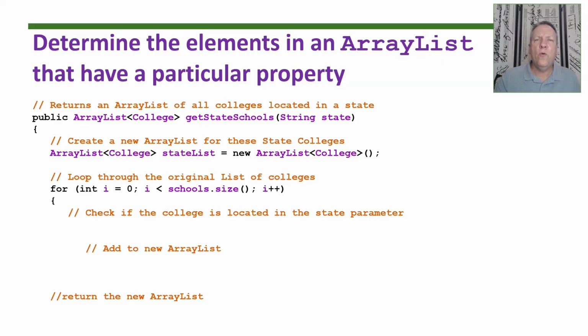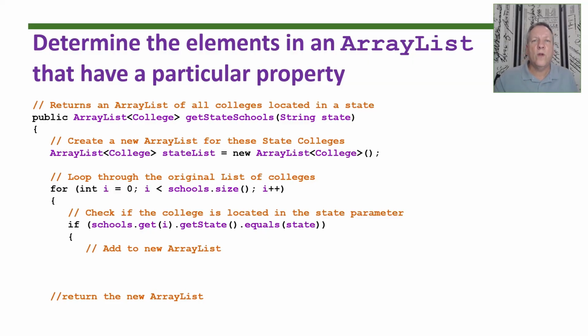So I'm going to loop through. I use a traditional for loop in this case, but I could have used a for each loop as well. For every i equals 0, i less than schools.size, i plus plus, I'm going to say schools.get(i).getState. And if that dot equals the state parameter, that's a lot to say, right? It's schools.get(i).getState.equals(state).